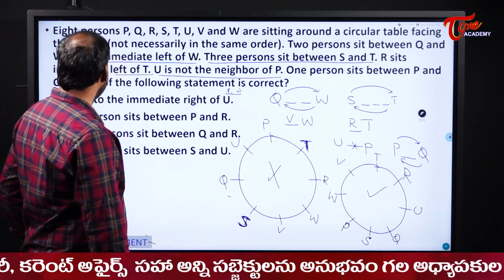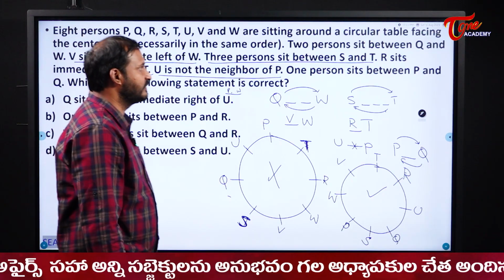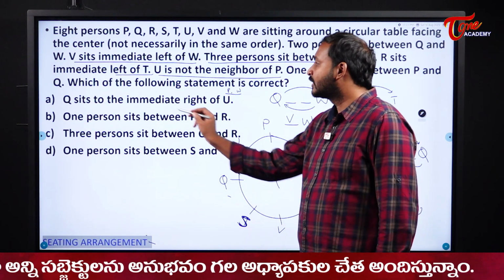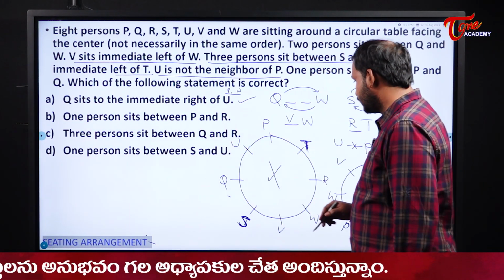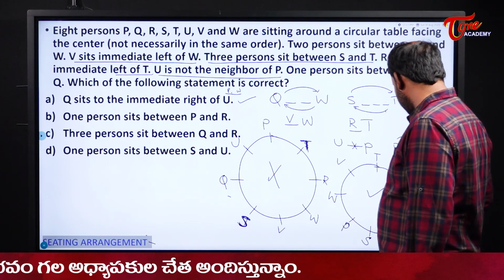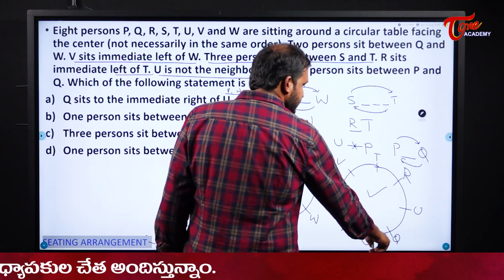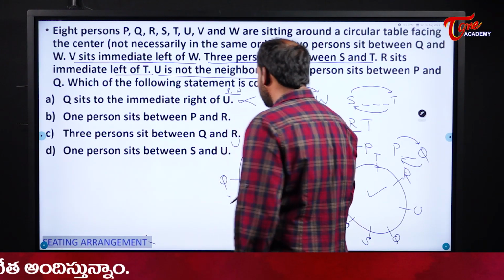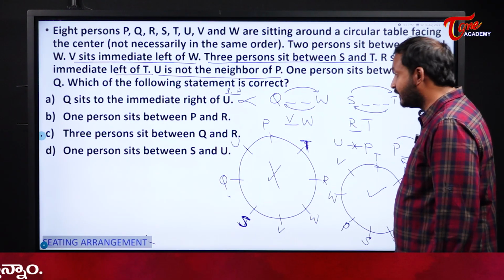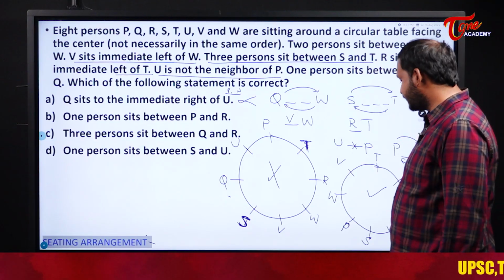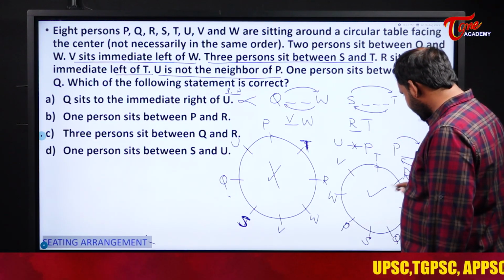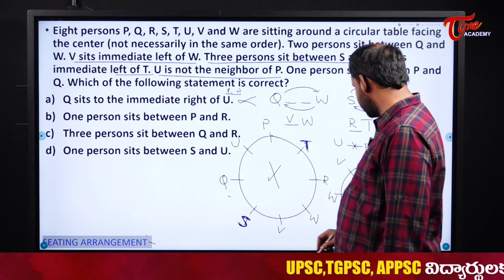Now what are they asking? Which of the following statements is correct? Q sits to the immediate right of U. Is Q sitting to the immediate right of U? No, Q is sitting to the immediate left of U, not right of U. Next, one person sits between P and R. Between P and R, there are three persons.